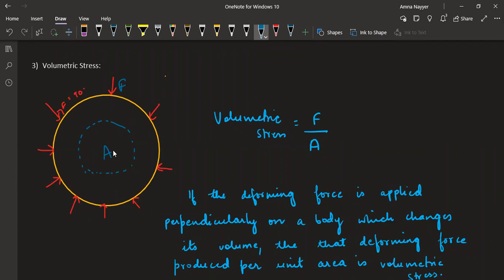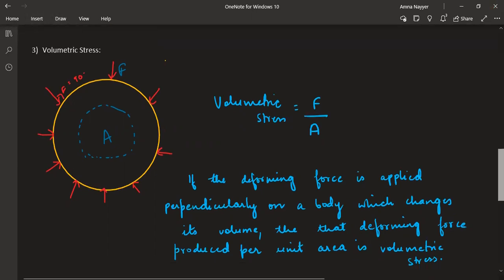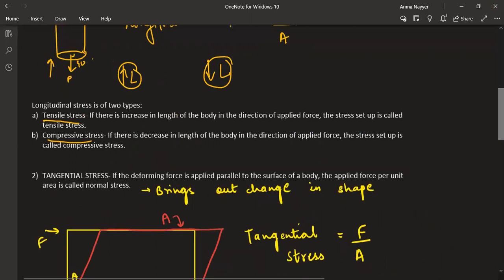So if the deforming force is applied perpendicularly on the body, which changes its volume, see, if force is applied perpendicularly, it could have been longitudinal or normal stress. But if the force that is applied perpendicular does not bring changes in length, it directly brings out changes in the volume, then we say it is volumetric stress. Now I am repeating all the types of stresses. Class, anywhere you are having difficulty, any doubt, just stop me in between.